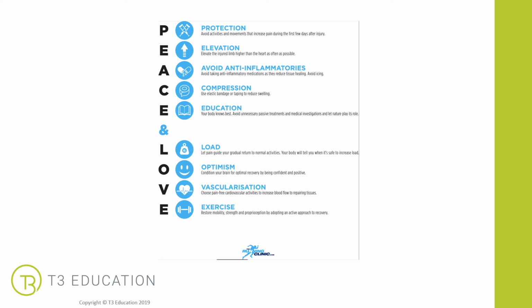The next section is LOVE, which is focusing on the subacute and beyond phases. L is for load, which is a gradual return to exercise. Next is O, which is optimism, and that is focusing on confidence, staying positive for that injury recovery process, and just being aware of how long things may take and having small goals in place to help the client work towards those, which helps improve the optimism.